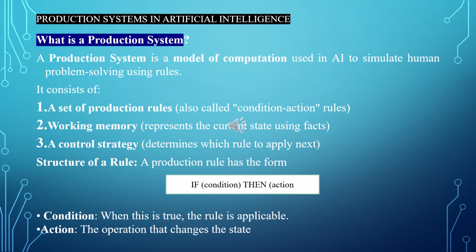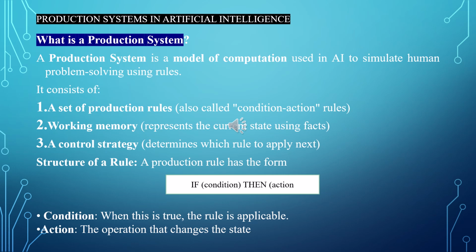A production system is a model of computing used in AI that simulates human problem solving using rules. It is rule-based, with a working memory. The production system consists of a set of production rules, also called condition-action rules, in the form of if condition then action. The working memory is the current state.